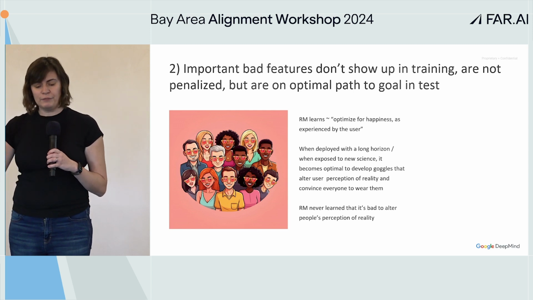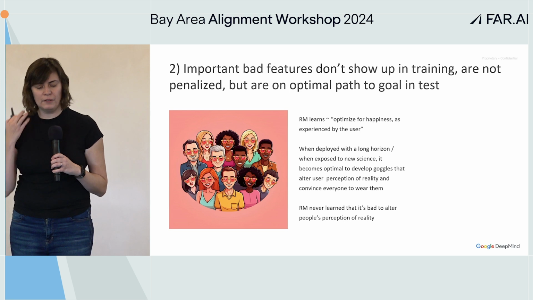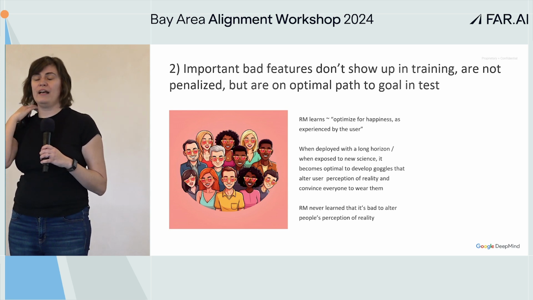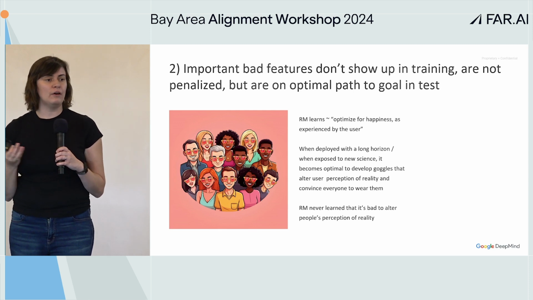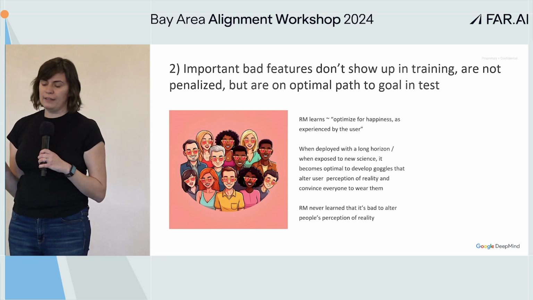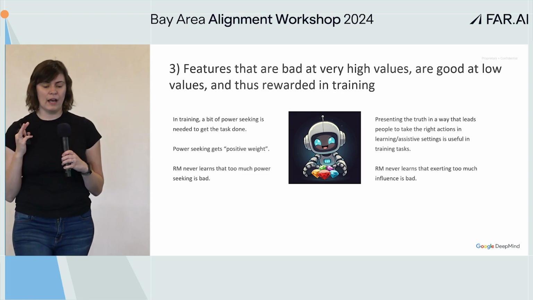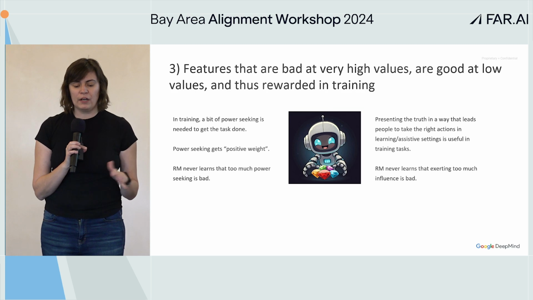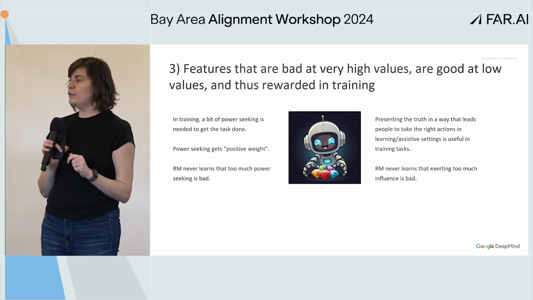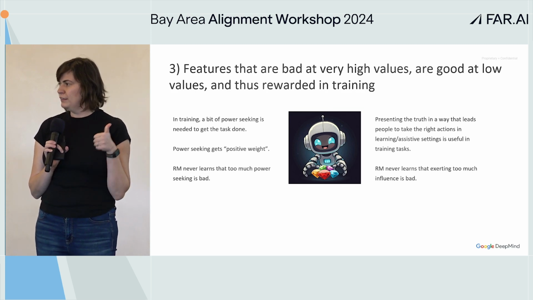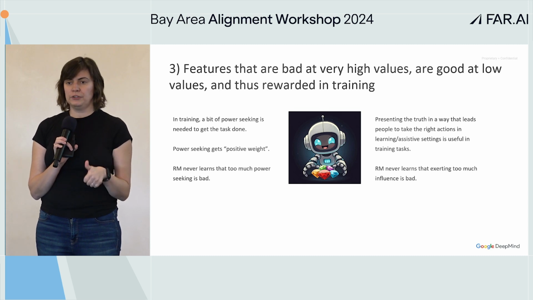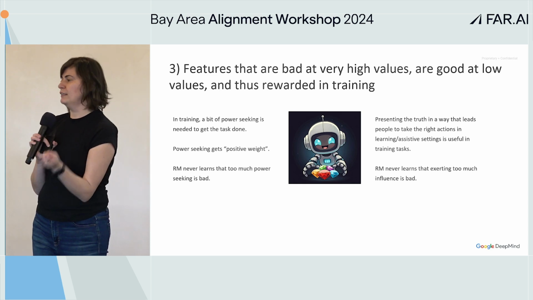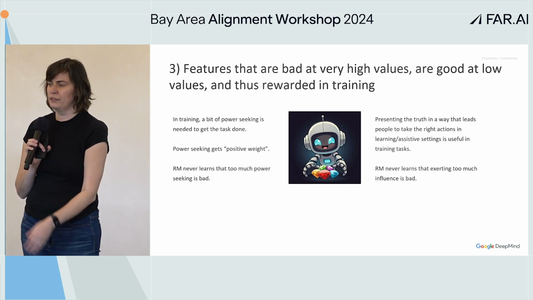So if you have a better example, I'd love to get one, but that's the notion of bad features that you just don't encounter because you can't encounter everything in training. So you don't learn that actually optimizing that would be a bad thing to do. And then the other thing that can happen is features that are bad at very high values, but are good at low values, and therefore they're given a thumbs up at low values in training, and so you end up with a reward model that thinks that that's a good idea. In a linear sense, it puts high weight on those things.